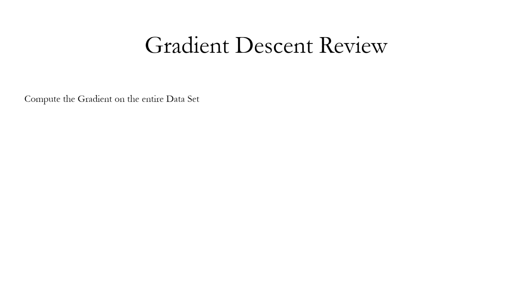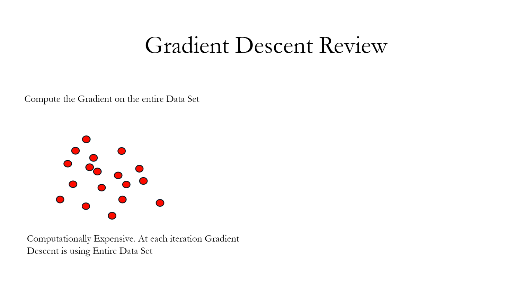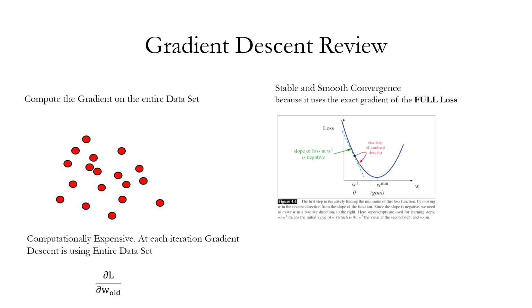So let's do a recap. Compute the gradient on the entire data set. That's computationally expensive. At each iteration, gradient descent is using the entire data set, so the gradients are calculated on everything. But it does enable us to have stable and smooth convergence because it uses the exact gradient on the full loss. That's why you've got this kind of smooth convergence.